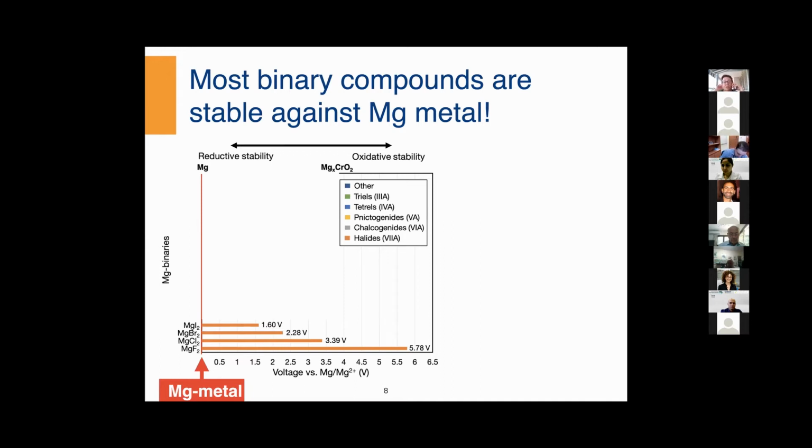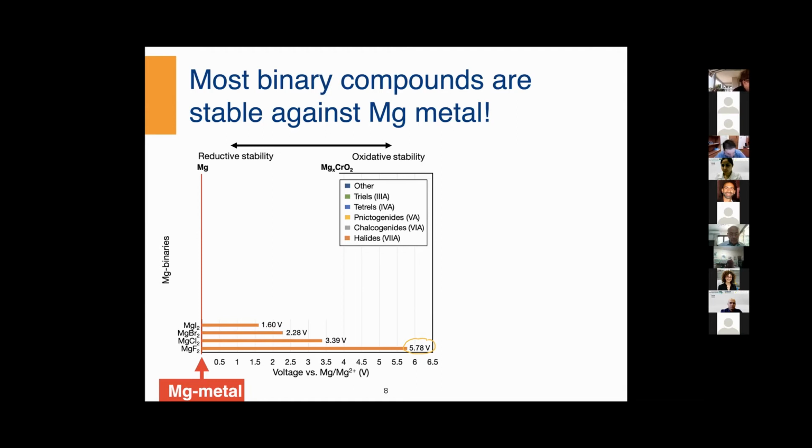So at 0 is magnesium metal, and as you go to more positive voltage, you're reaching the voltage at which ideally one cathode would operate. Let's set ourselves at 3 volts with the magnesium chromate. And immediately you can see, if you look at these halides, and by the way, these numbers are the electrolyte stability windows computed. All of these materials are stable against magnesium metal.